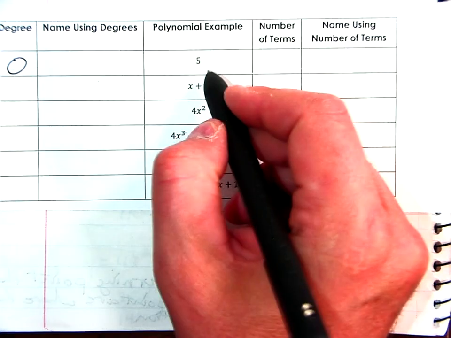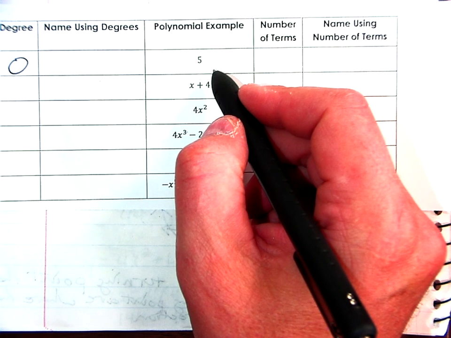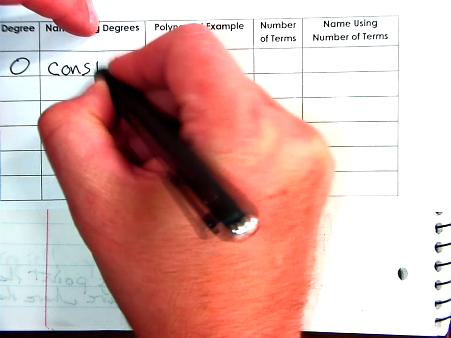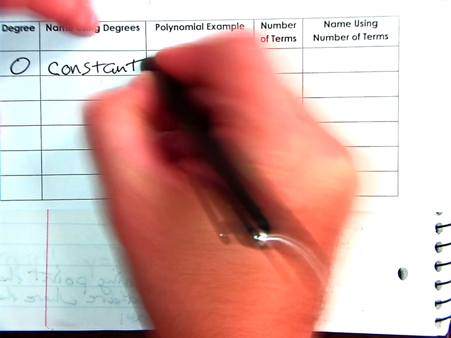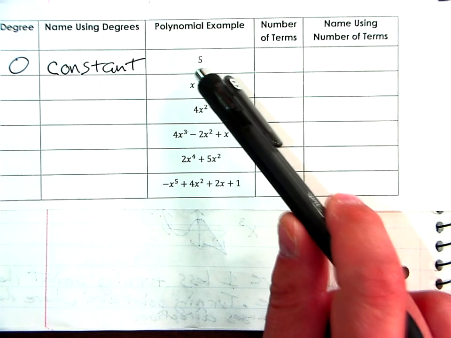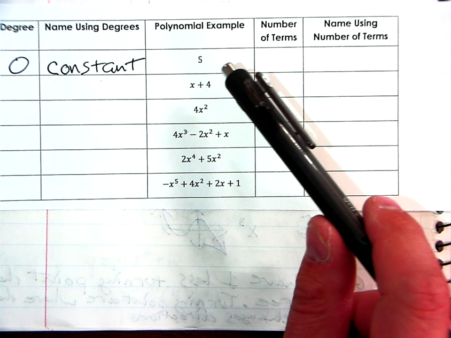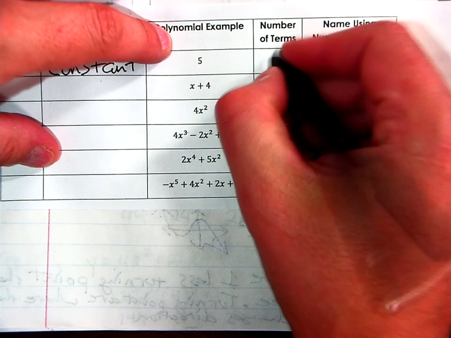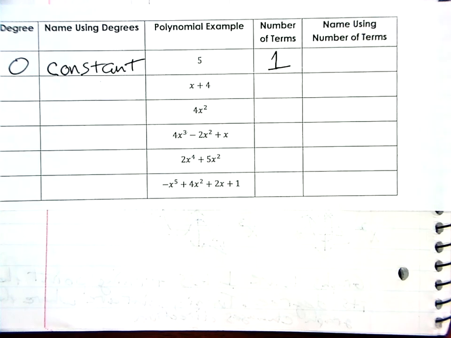Also, since this is only a number, there's no letters, this is called a constant. How many terms, this is called a term, how many are separated by plus or minus? Alright, so there's 0, so there's only one term. That is called a term, and there's only one of them.